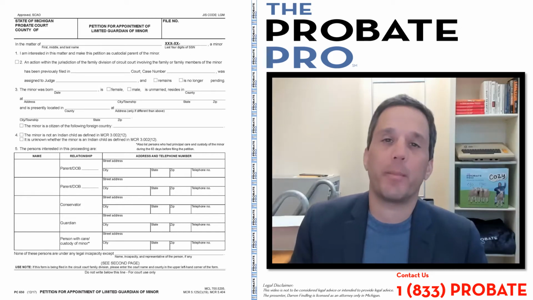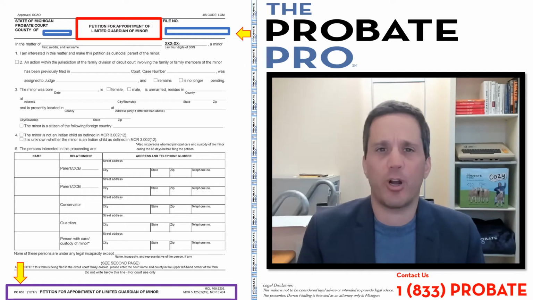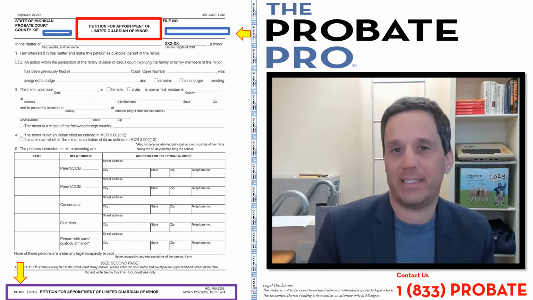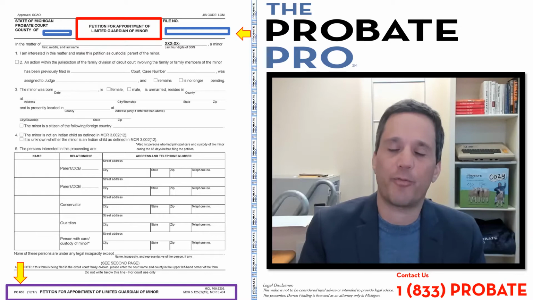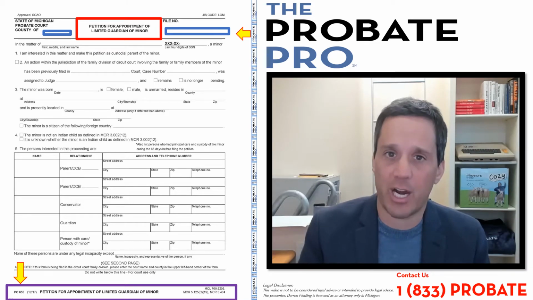The petition for appointment of a limited guardian of a minor. Hi, I'm Darren Findling of the Probate Pro, and we're going to examine SCAO Form PC 650. SCAO for State Court Administrative Office, PC for Probate Court. The Form 650 is a form readily available, and we're happy to give it to you free of charge.